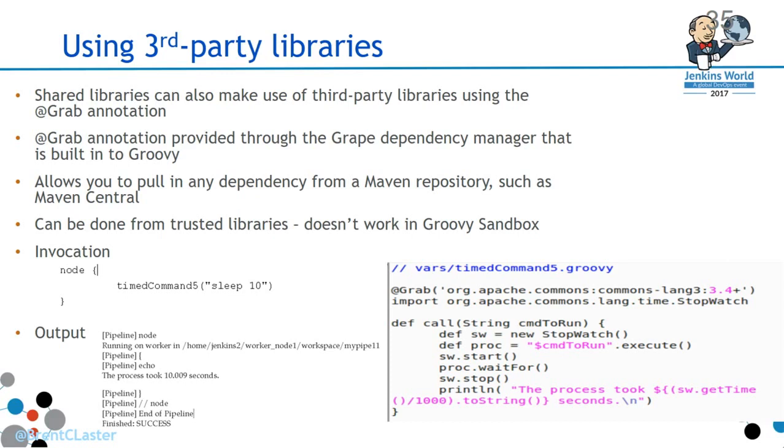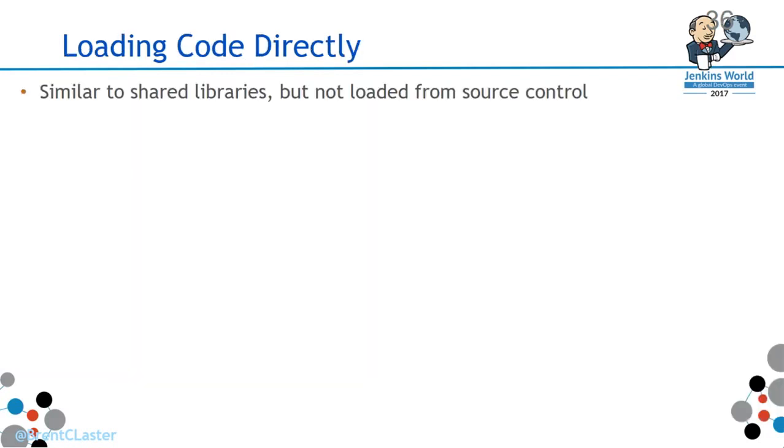and I'm using that then in my library routine to time how long something took. Then in my script side over there on the invocation, I can just call it the same way, but this gives you an example of how you can use some of the library routines in there. You can also load code directly in there. Similar to shared libraries, but not loaded from source control.